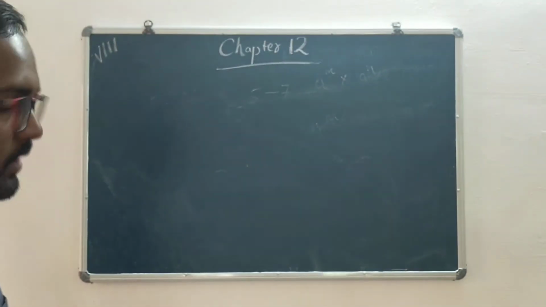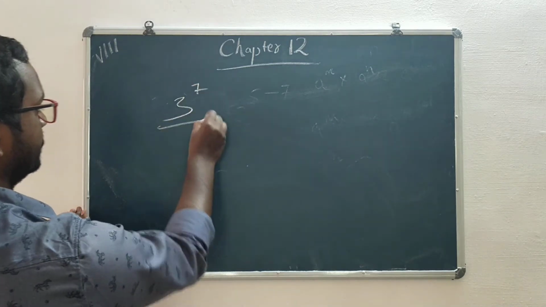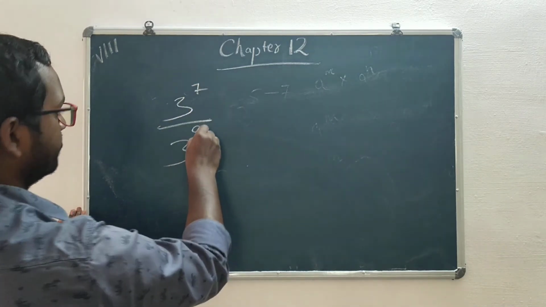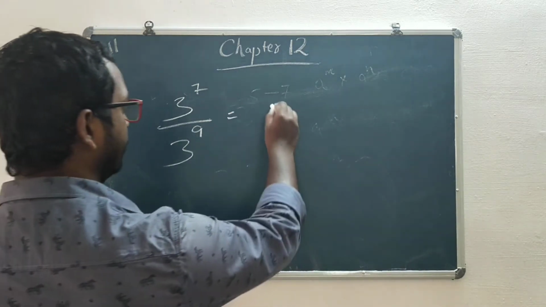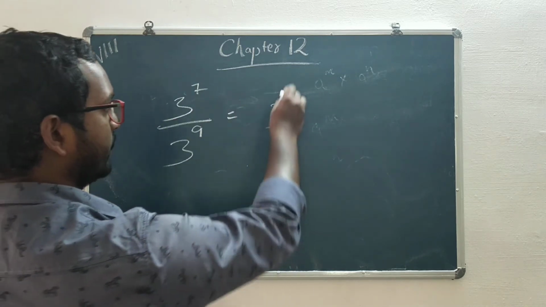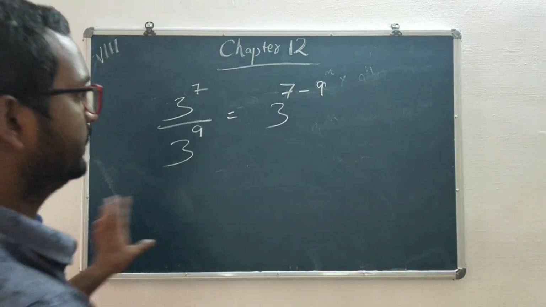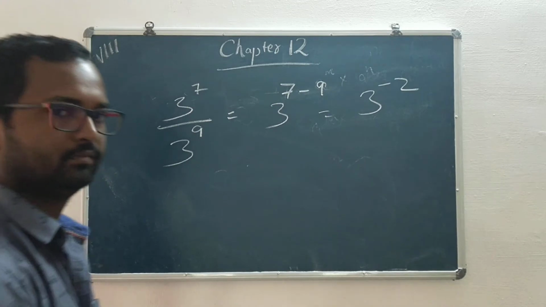Let me solve one more problem. 3 power 7 divided by 3 power 9. So here we will get 3 power, don't write 9 minus 7, you have to write 7 minus 9. We will get here 3 power minus 2.